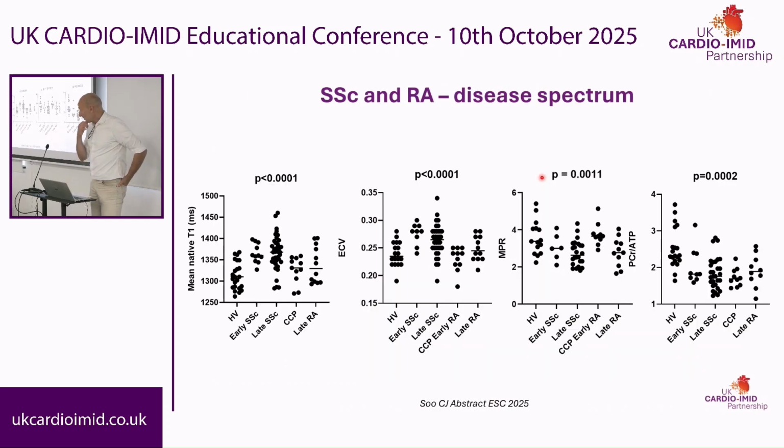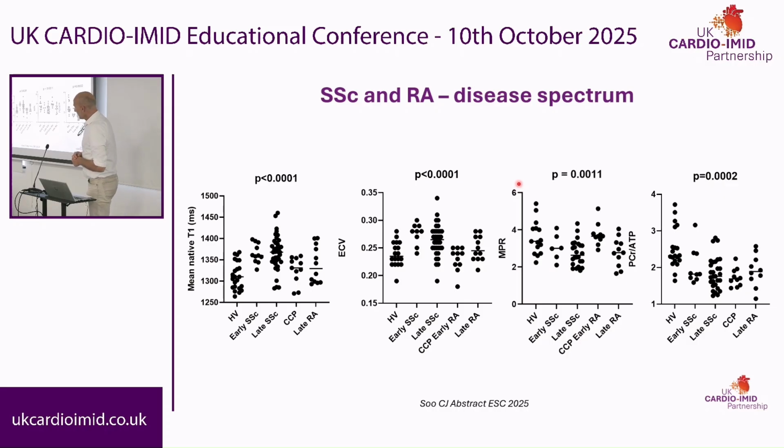And this is from a poster that we had at the ESC this year, which is a little bit complex, but I just want to walk you through this. So here we looked at patients, healthy volunteers, which is always the first column. And then we looked at patients with fairly early systemic sclerosis, and then patients that had systemic sclerosis for a long time. And we looked at patients who were positive for CCP, so patients at risk of developing rheumatoid arthritis but who haven't got it yet, and patients who've had rheumatoid arthritis for some time.